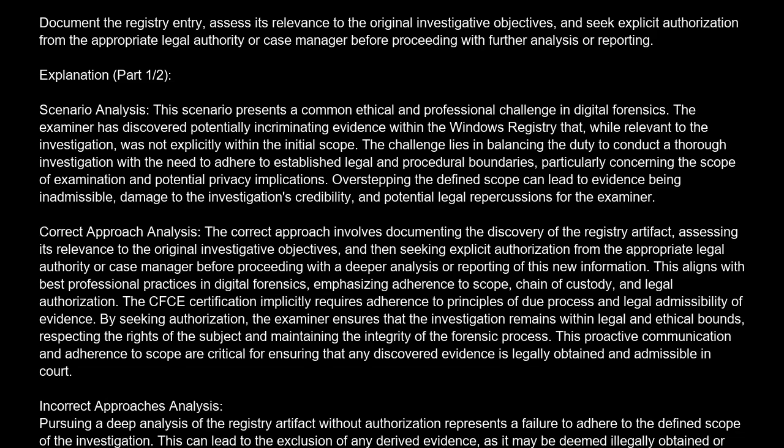Correct answer is A. Document the registry entry, assess its relevance to the original investigative objectives, and seek explicit authorization from the appropriate legal authority or case manager for proceeding with further analysis or reporting. Explanation. Scenario analysis. This scenario presents a common ethical and professional challenge in digital forensics. The examiner has discovered potentially incriminating evidence within the Windows registry that, while relevant to the investigation, was not explicitly within the initial scope. The challenge lies in balancing the duty to conduct a thorough investigation with the need to adhere to established legal and procedural boundaries, particularly concerning the scope of examination and potential privacy implications.